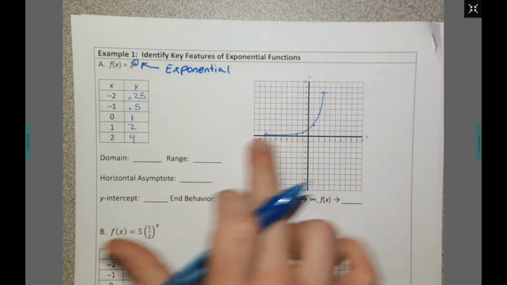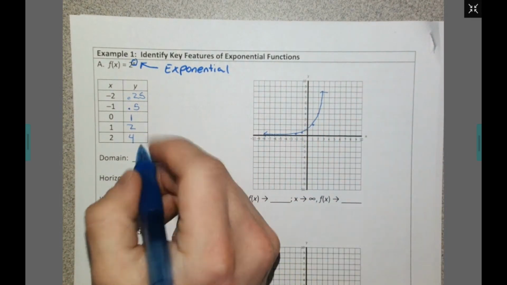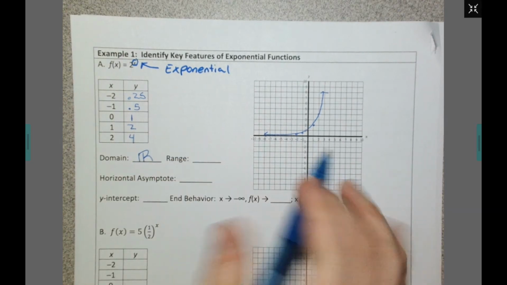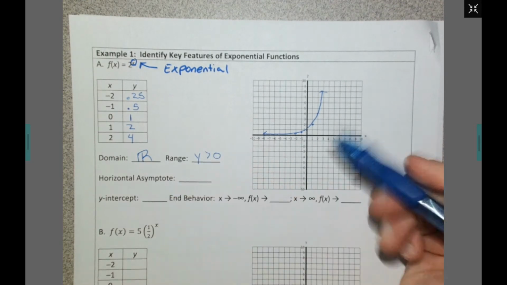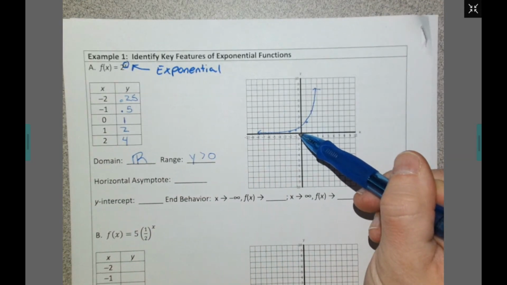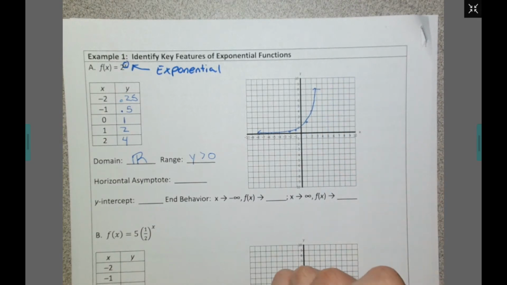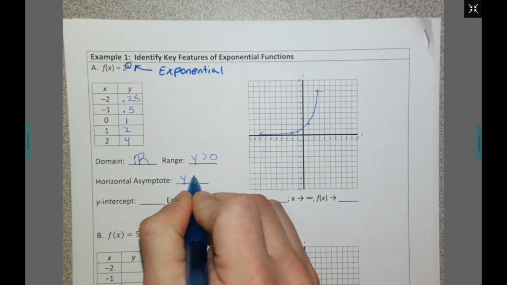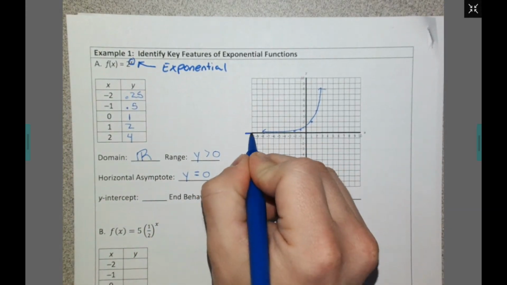Domain, I look at that, I want to see what are my possible x values. It goes to the left forever and the right forever. So that gives me a domain of all real numbers. Range, we're going to have every y value greater than 0. I get close to touching 0, but I don't. We just go up forever from there. Since I get close to 0 but don't touch it, that tells me I have a horizontal asymptote of y equals 0, which we can go ahead and draw in using a dotted line.